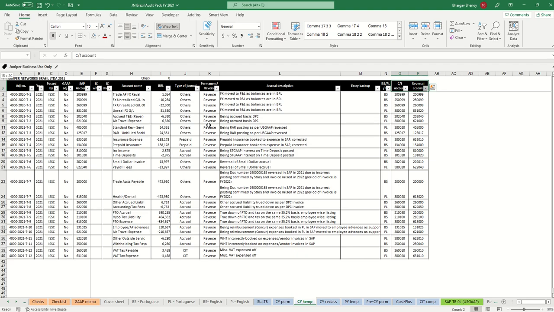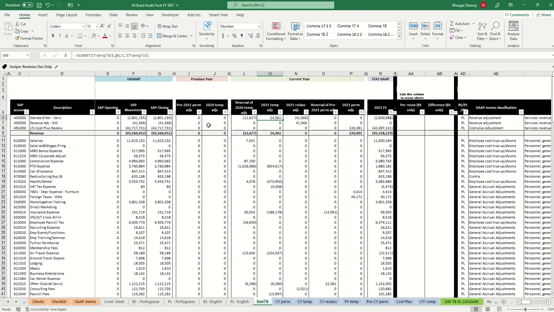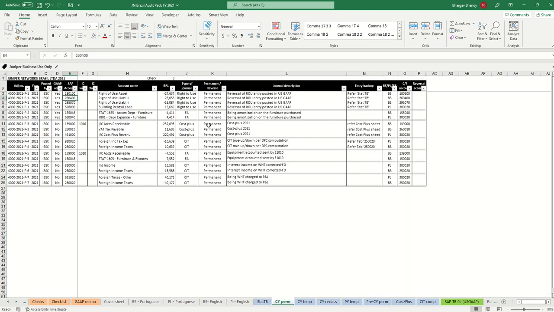So I think we have covered it here fairly. And then let's move back to the stat TV. Yeah, and now let's go to the permanent entries. Like we were saying, there are certain GAAP related things. In Brazil, right to use and lease liability is not there.